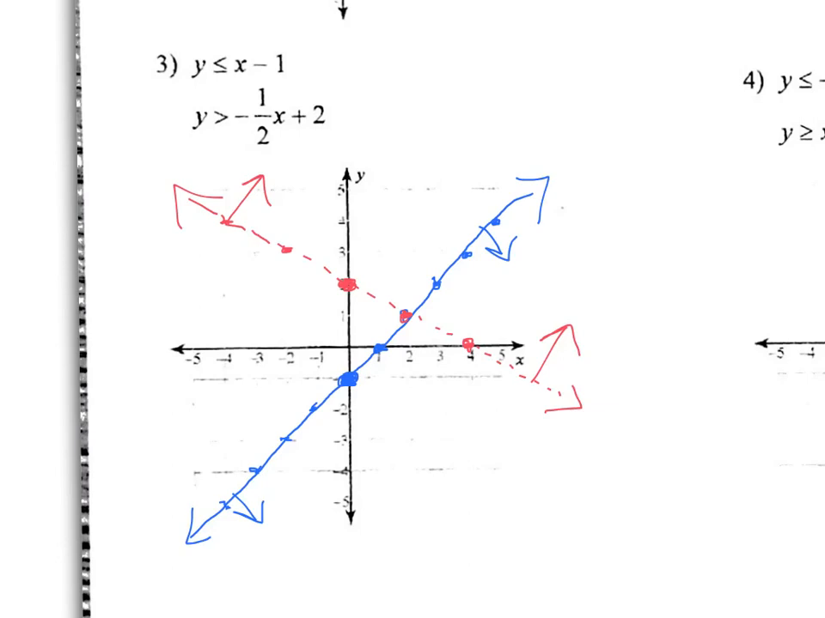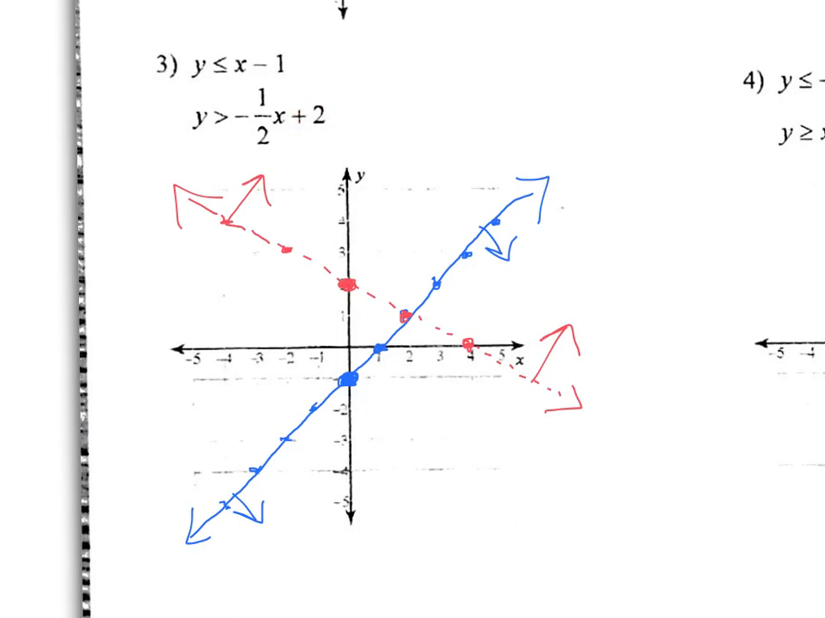Okay, here are our graphs, both graphed on here. Our first line started at -1 and then had a slope of 1, meaning going up 1 over 1, up 1 over 1. It is an equal to line, so it's going to be a solid line. And then since it's less than, I'm going to point my arrows in the down direction, to the side that points down. I wouldn't do over here because those point up, so I'm doing over here.